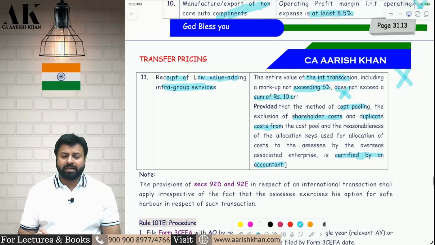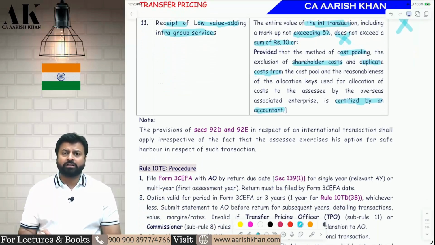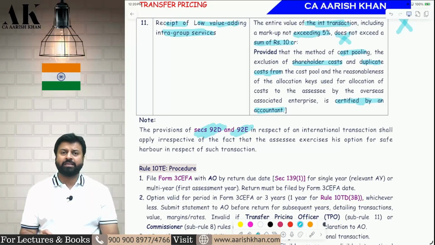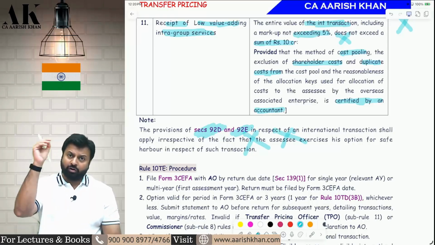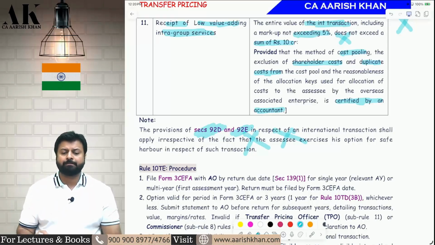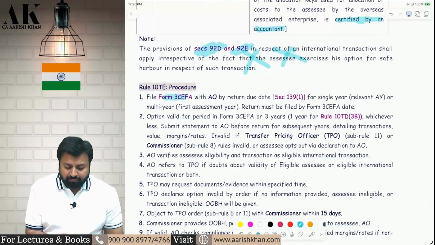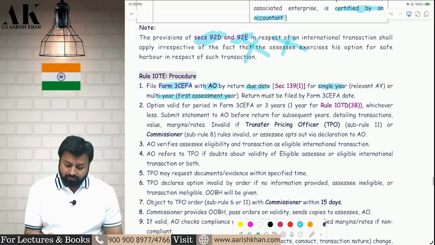Now last but not least, I have told you that if you want to follow the transfer pricing safe harbor rule, then you have to maintain documents as per 92D and you have to also file form 3CB in 92E. You will not get relaxation from these two sections. Even if you are opting for safe harbor, you have to follow this. Now how to opt for safe harbor? Very simple procedure is there. You have to fill form 3CEFA and give it to the AO by the due date. You can give it for a single year and you can also give it for multiple years. You can give for 1 year or you can give for 3 years also.